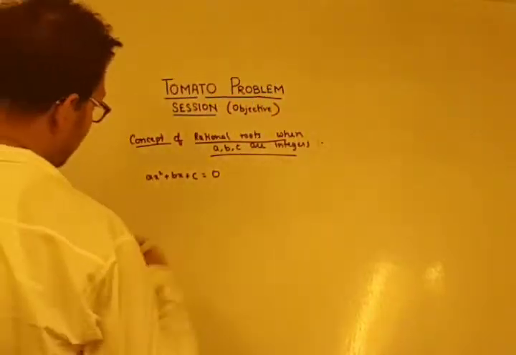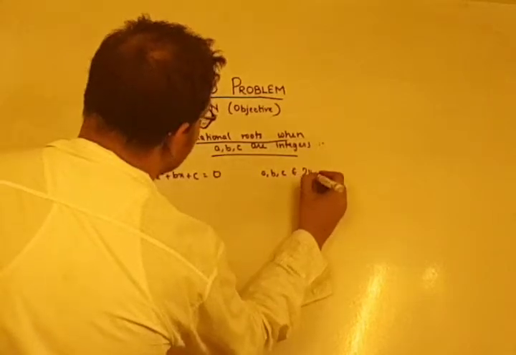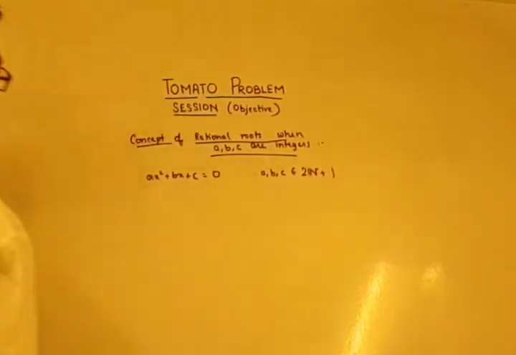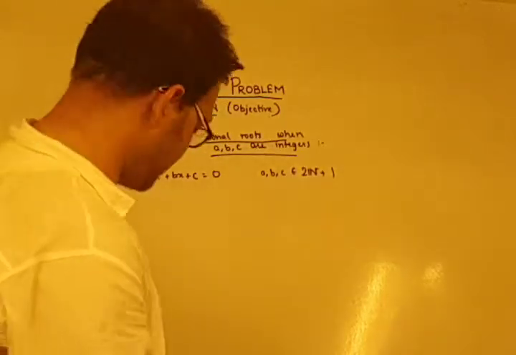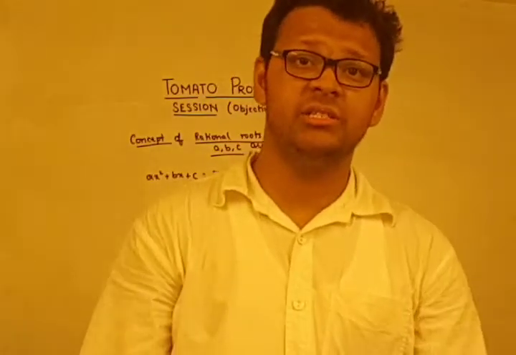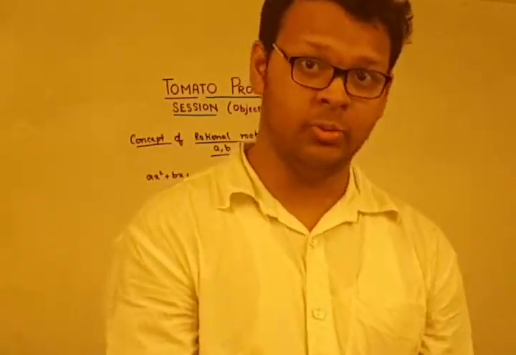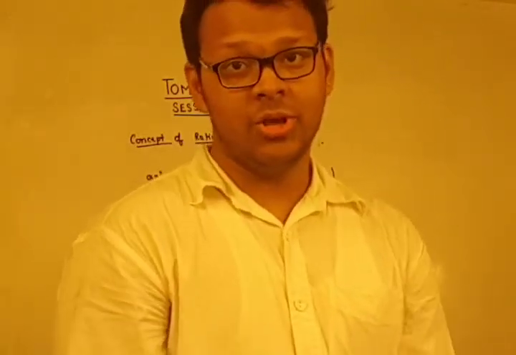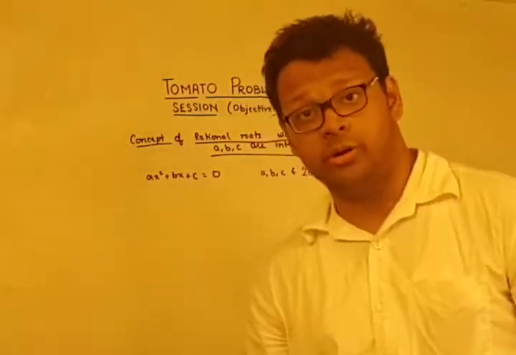Odd numbers means numbers of the form 2k plus 1. So A, B, C belong to the form 2n plus 1. It means that these are all odd numbers. Now my question is, does a rational root of this equation exist when all are odd numbers?